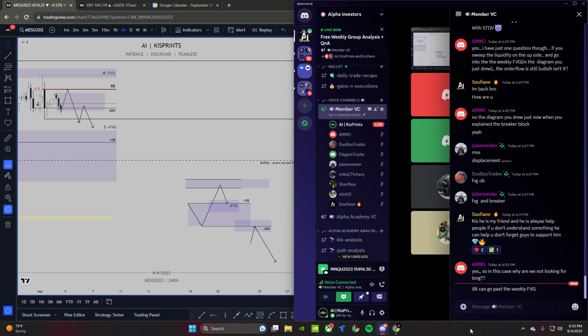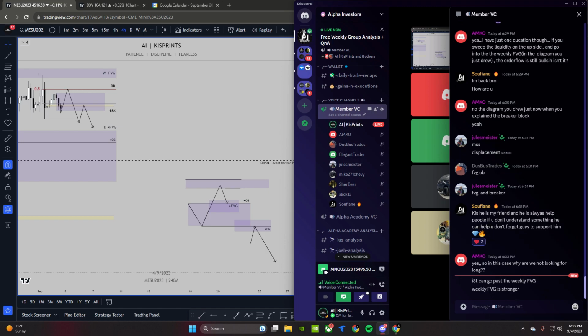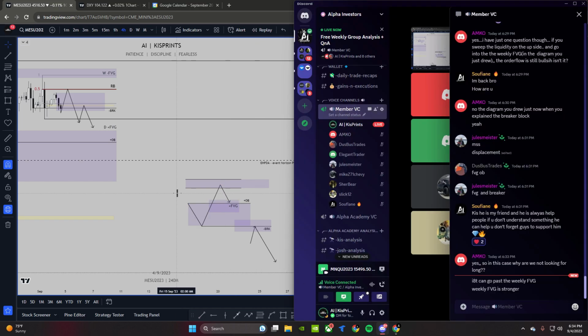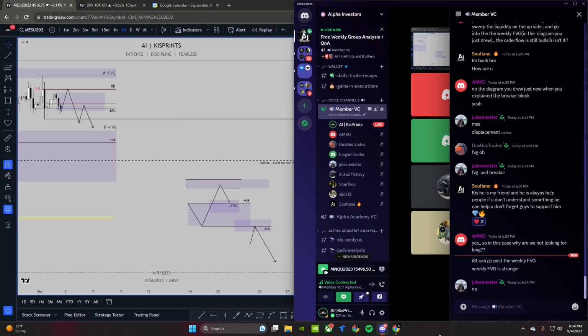So what is going to be stronger in this scenario, the weekly fair value gap or the 5-minute fair value gap? Exactly. So then, would this be a high probable trade right here? Would we want to be longing this if we just came off of a weekly fair value gap? No, right?